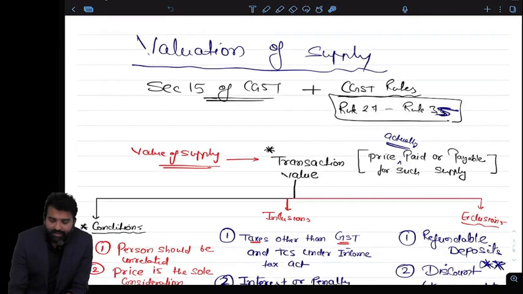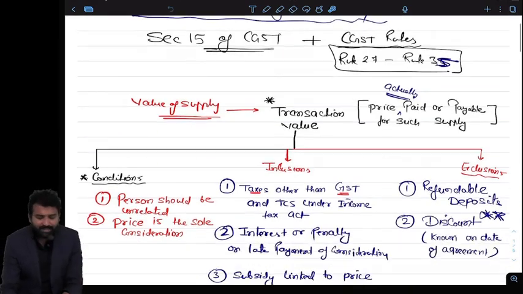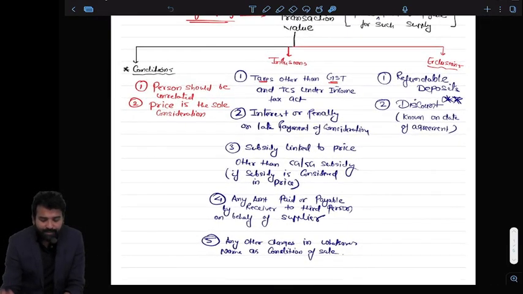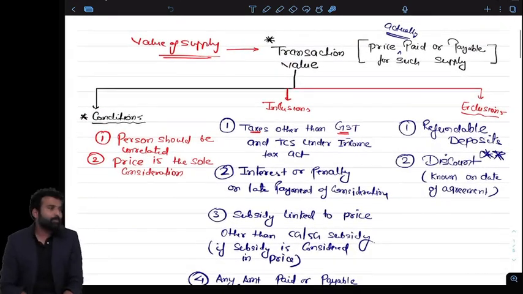Now, we are talking about the valuation of supply, that what value I have to pay GST. So it is actually covered in section 15. And there are some rules as well to cover valuation. But the very important principle that we have to follow, again, I have prepared a chart to understand this whole section 15. Section 15 says that what is the value at which I have to pay GST?